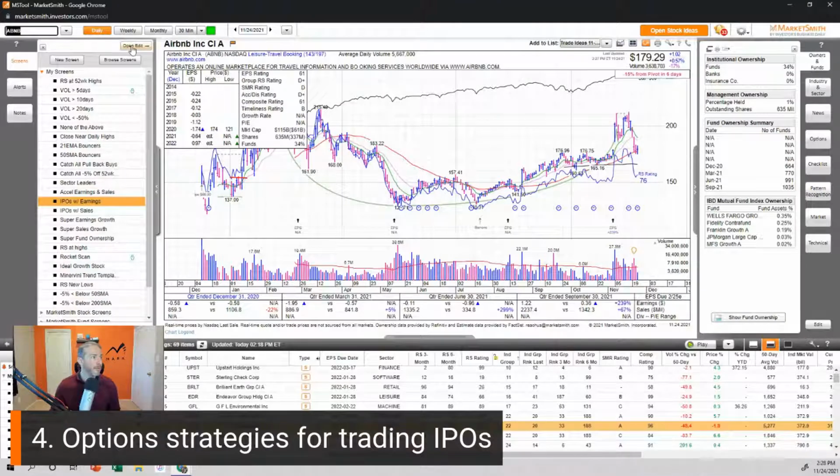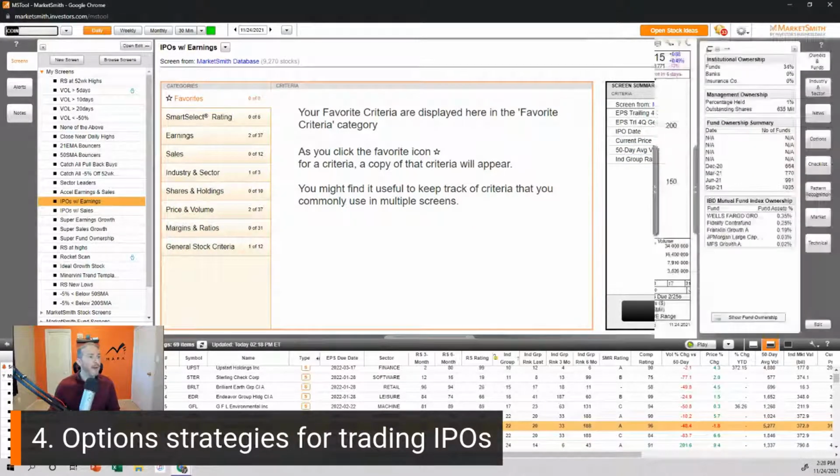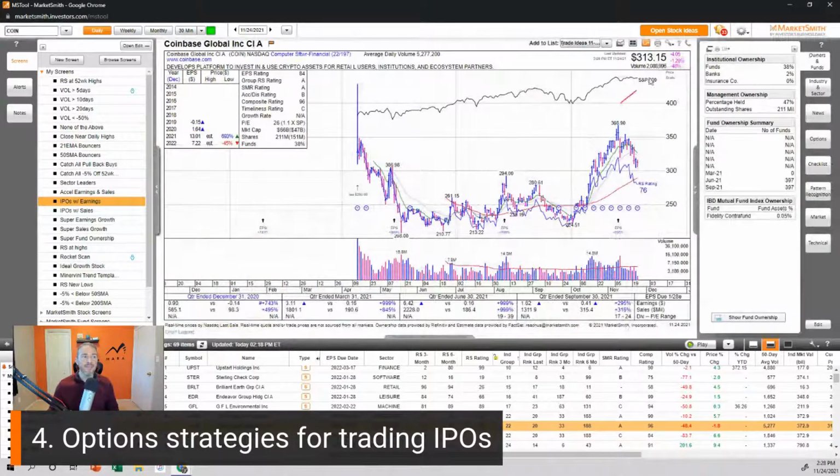So to come back to the criteria, we're looking at 200,000 shares per day. That is not a lot. If I find a stock and it's only trading 200,000 shares per day, it is not going to have a liquid options market. Now, when we look at a stock like Coin or Airbnb, this is trading 2 million shares a day. And that's how many it's traded so far today, and the day's not over yet.